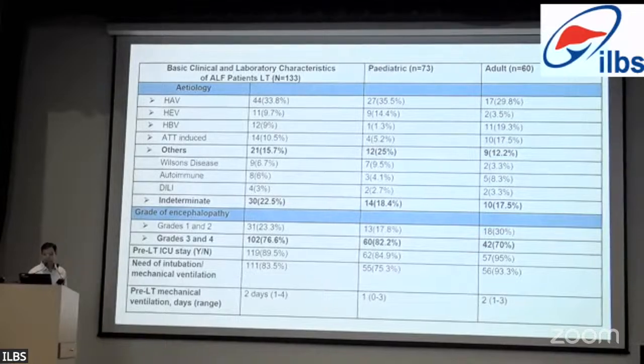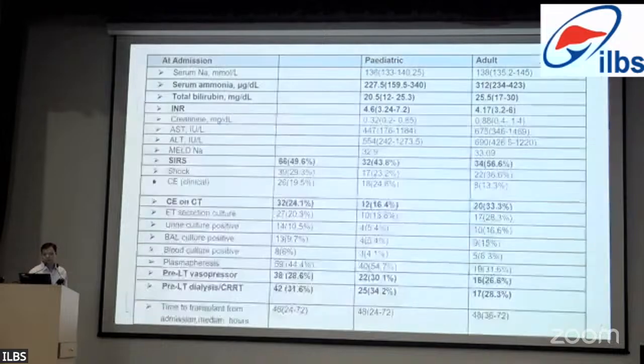Coming to grade of encephalopathy, most of the patients had grade 3 or grade 4 severe encephalopathy, which is 76%. More commonly in pediatric, which is 82%, and in adults, it's 70%. Almost 90% of the patients had a preoperative ICU stay. The need for mechanical ventilation was to the tune of 83%. The pre-LT mechanical ventilation is approximately 2 days with interquartile range of 1 to 4.